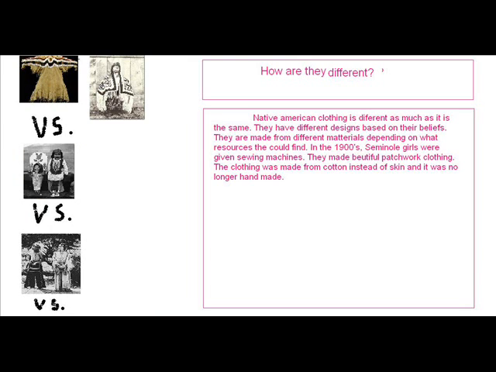Native American clothing is different as much as it is the same. They have different designs based on their beliefs. They are made from different materials depending on what resources they could find. In the 1900s, Seminole girls were given sewing machines. They made beautiful patchwork clothing. The clothing was made from cotton instead of skin, and it was no longer handmade.